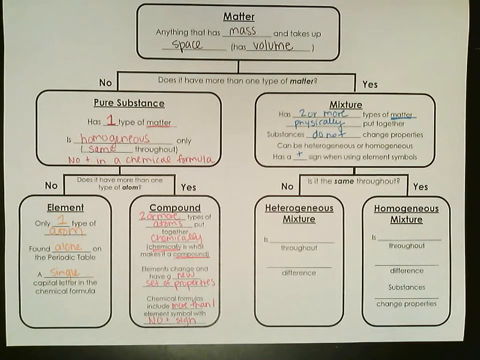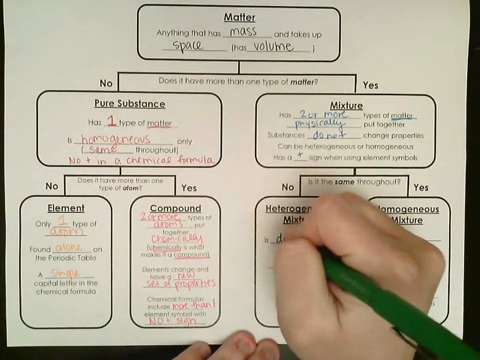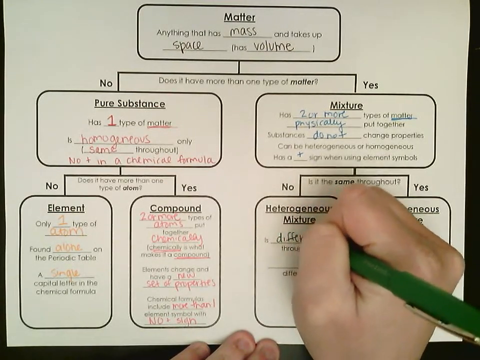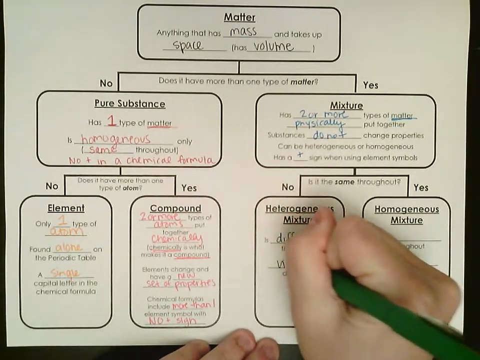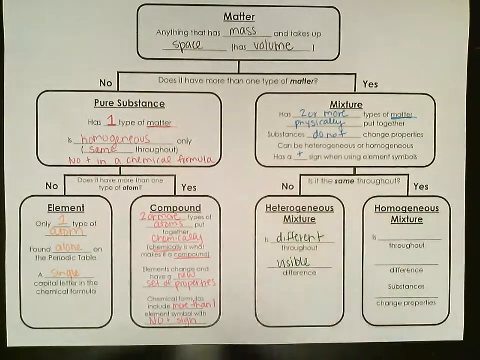So we have our heterogeneous mixture, which is different throughout. And usually you're going to see a visible difference. So you're going to be able to see the separate things. That one people are usually pretty comfortable with as far as classifying. The one where usually people get a little tripped up is when we're talking about a homogeneous mixture.